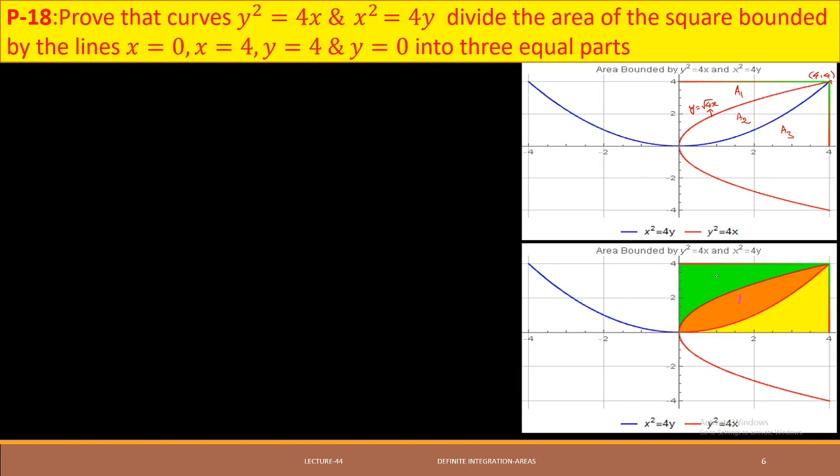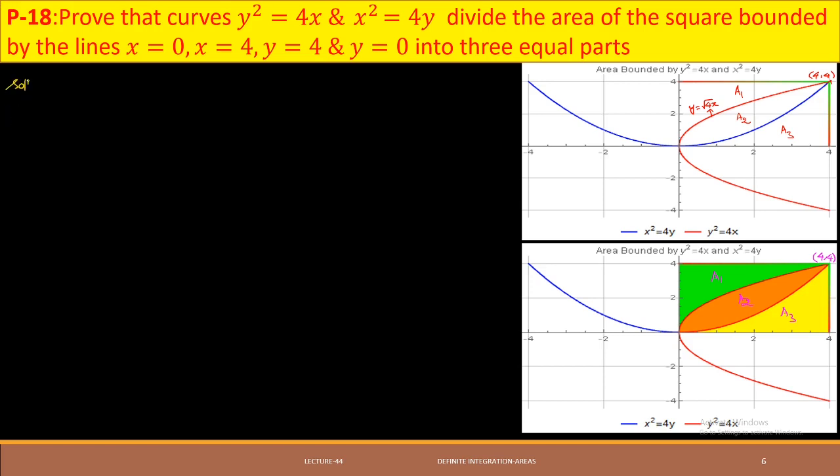This is area A1, let us say. This is area A2 and this is area A3. Now we have to find out the areas one by one, and this is 4 comma 4. The point of intersection is 4 comma 4. Anyway, you can check that in the parabolas. If I substitute 4 comma 4, both the parabolas satisfy that. Now the point of intersection is known to us. Now we will find out each area. So let us start with the area A1.